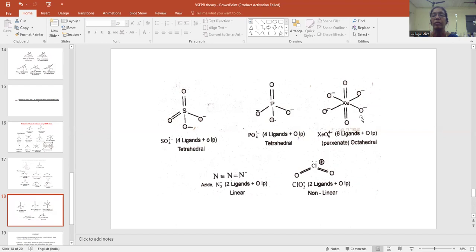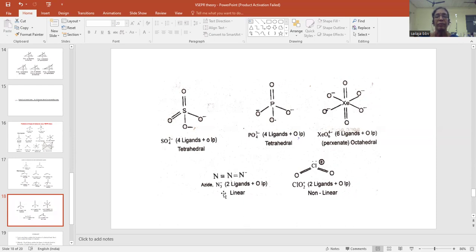Now coming to XeO6 4 minus. Here xenon belongs to 8th group, and out of 6 oxygens, 2 oxygen atoms are having double bonds and 4 are having single bonds. So the electrons shared by the oxygens having double bonds are 4, and the electrons shared by the oxygens having single bonds are 4. So total number of electrons shared by the surrounding atoms are 4 plus 4, that is 8. So group number is 8. So 8 minus 8 divided by 2, that is equal to 0. So here there are no lone pairs of electrons in this case also.